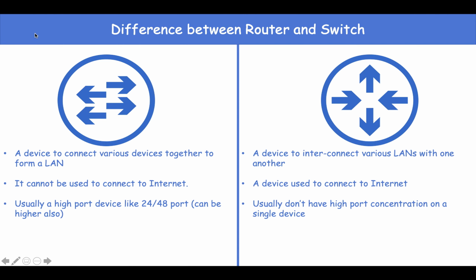Let's review and see how switches and routers are different. Switches are devices which connect various devices together to form a LAN or to form a single network, whereas a router interconnects those various LANs with one another. A switch cannot be used to connect to the internet, whereas a router can be used to connect to the internet. Switches usually have high port concentration. They are usually 24 or 48 ports, could be higher also, whereas routers do not have high port concentration.